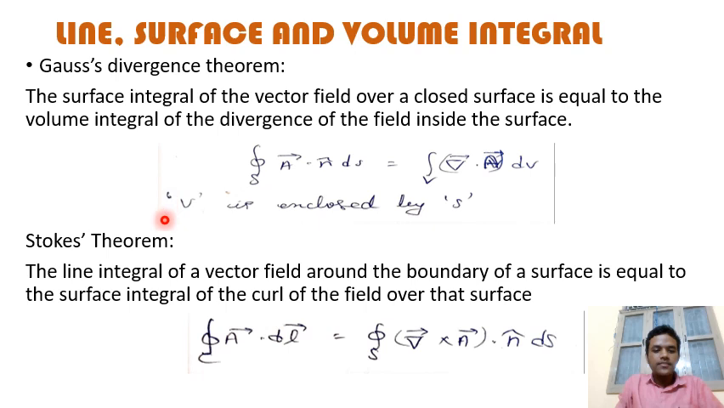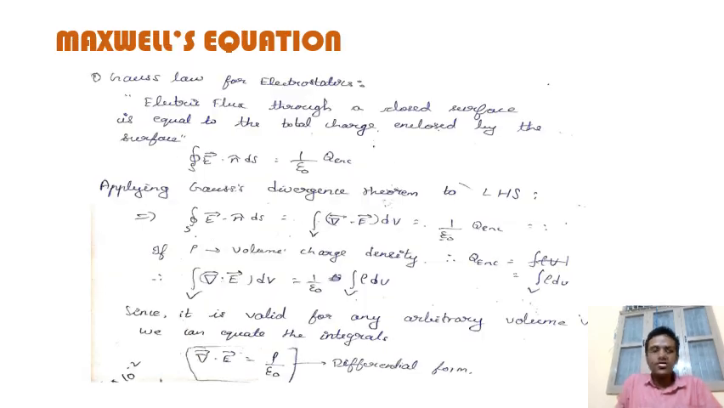Gauss divergence theorem and Stokes theorem are two important theorems that are used to derive many of Maxwell's equations. The Gauss divergence theorem states that the surface integral of the vector field over a closed surface is equal to the volume integral of divergence of vector A, where V is enclosed by the surface. Stokes' theorem states that the line integral of a vector field around the boundary of a surface is equal to the surface integral of the curl of the field over the surface.